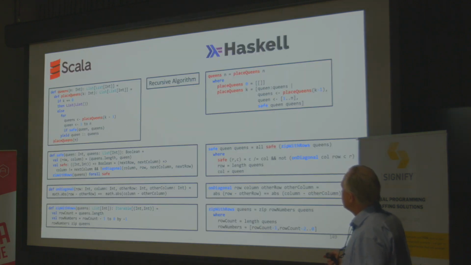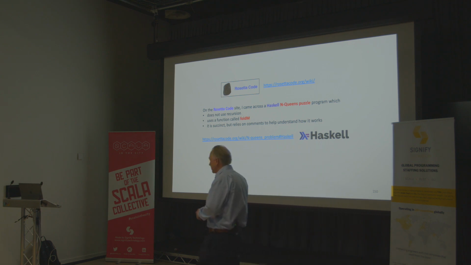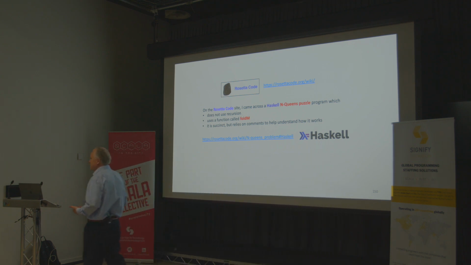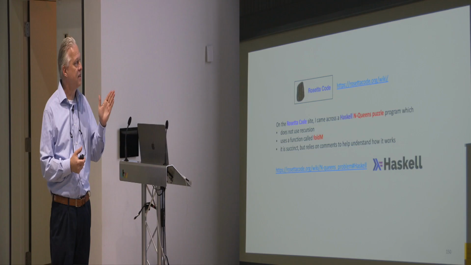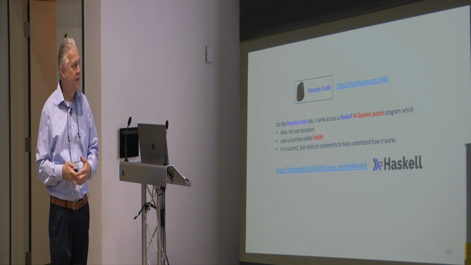So here's the code for the n queens puzzle in Scala and in Haskell. This is recursive. I went to the Rosetta Code site and looked for alternative solutions to the puzzle in Haskell, and I came across one that does not use recursion. It uses a function called forM, which I had never seen before. The variable names it used I didn't find very useful. And it was succinct, but it relied on lots of comments. So I thought, this means it's difficult to understand.